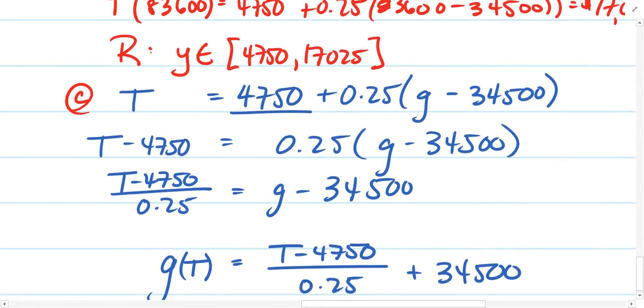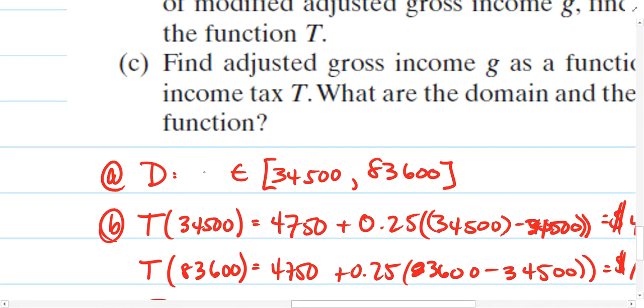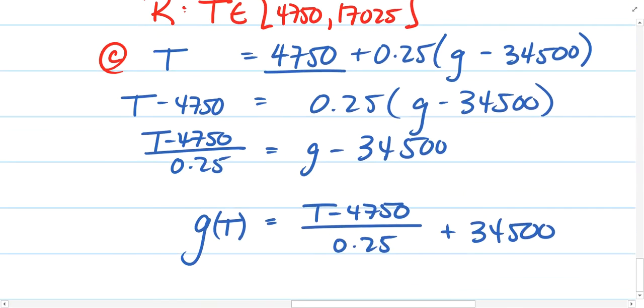And when it comes to identifying our domain and range, well, the domain of the original function, and I maybe want to change the letters one more time here, would be all G values, all gross income values that are between $34,000 and $83,000. And the range would be all tax values or tax amounts between $4,750 and $17,000.